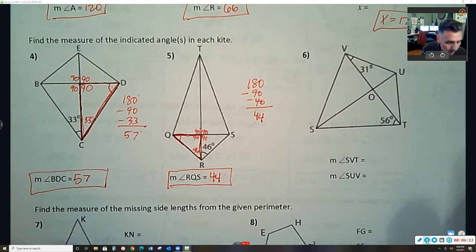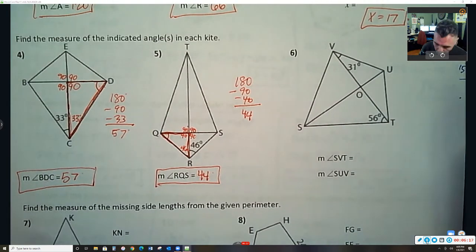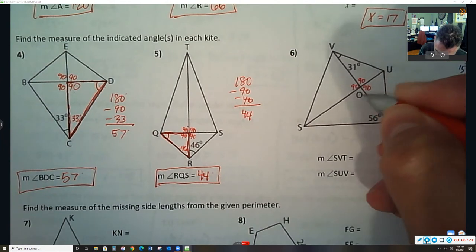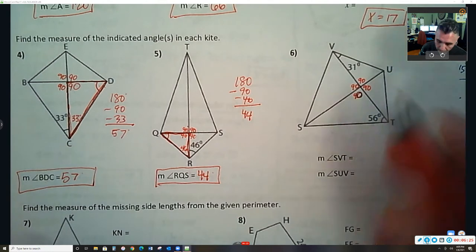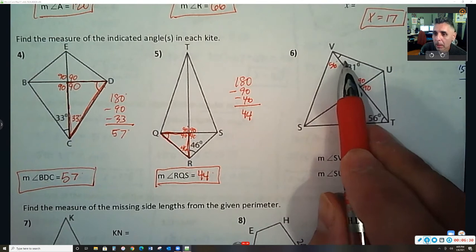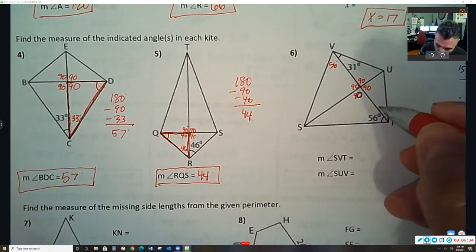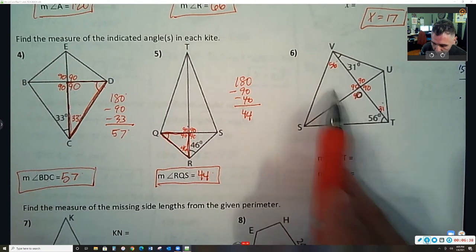Okay, and then number 6 has actually two angle measures we're looking for. I'm going to fill in a bunch of information that we know. So that's 90. If this bottom one down here is 56, I know this top one up here is 56. If this top one up here is 31, I know this bottom one down here is 31. And again, that's because these two triangles are equal, and these two triangles are equal.